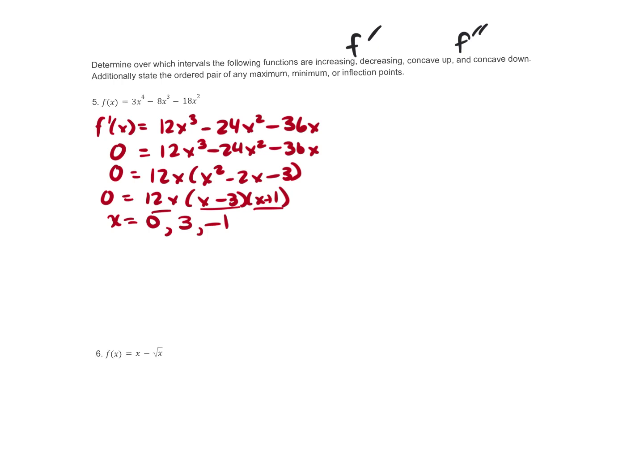So my goal is to do a sign chart with all of these values. I'll go ahead and do the first derivative sign chart over here, and then I'll do the second derivative sign chart. So negative 1, 0, 3. We'll call these regions A, B, C, and D.